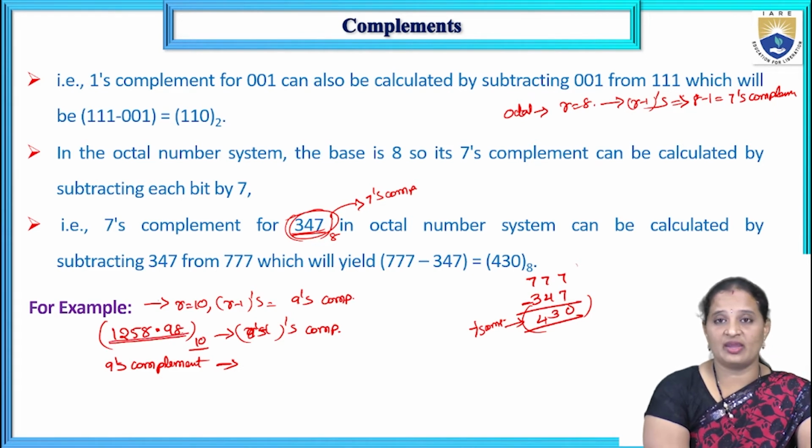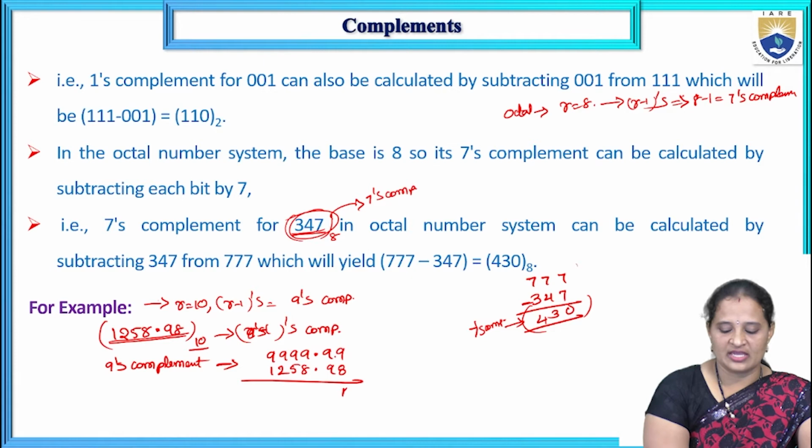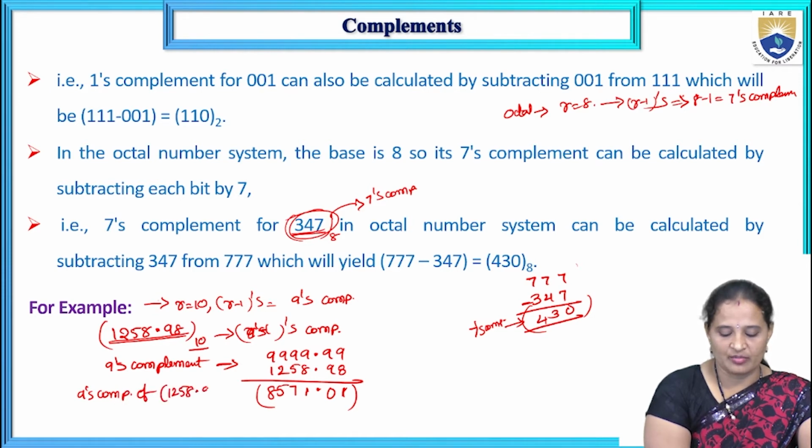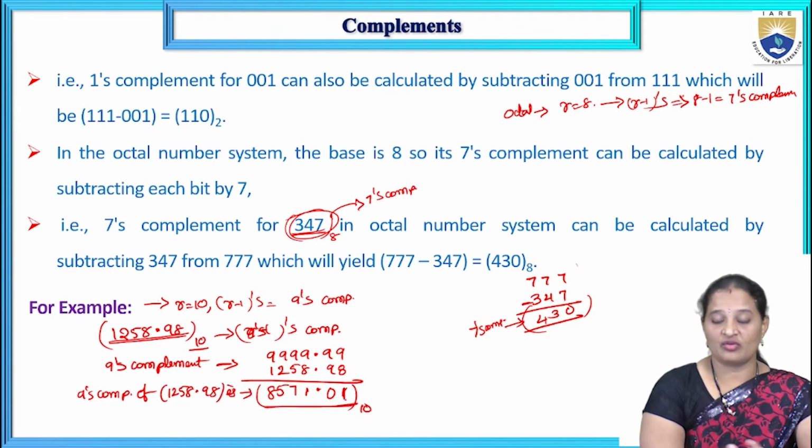How many digits are there in my decimal number? 6 digits, but the speaker says 5 digits. So I need to take 5 nines, and each digit of the given number should be subtracted from 9. So here, 9 minus 8 is 1. 9 minus 9 is 0. The decimal point we should keep as it is. 9 minus 8 is 1. 9 minus 5 is 4. 9 minus 2 is 7. 9 minus 1 is 8. This is the 9's complement of the number 1258.98. This is the 9's complement of the given number.